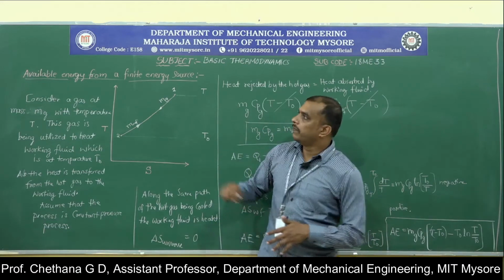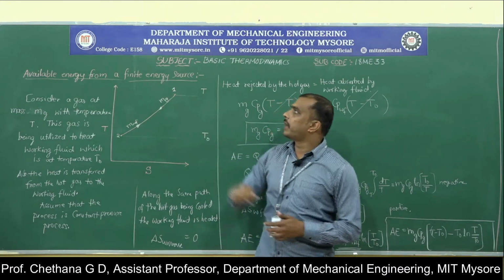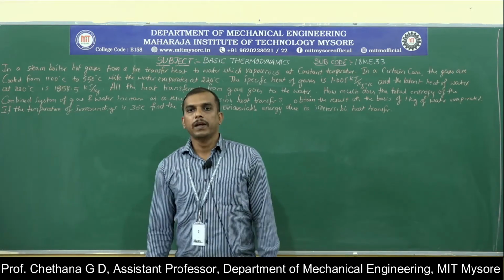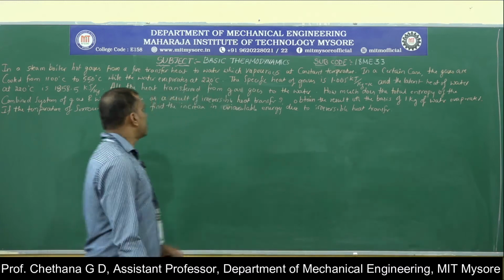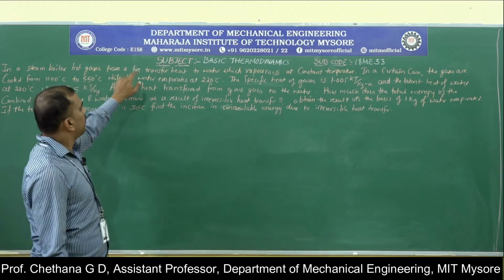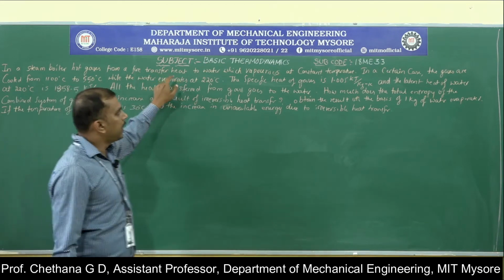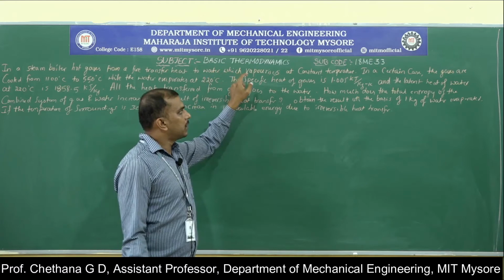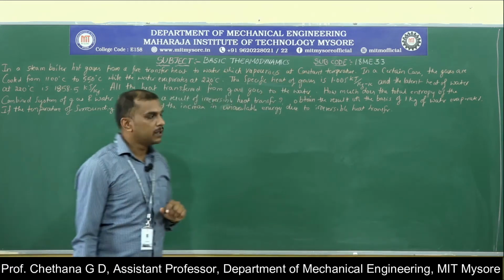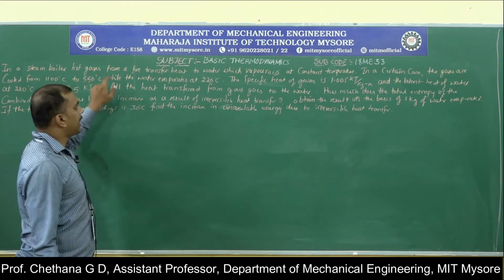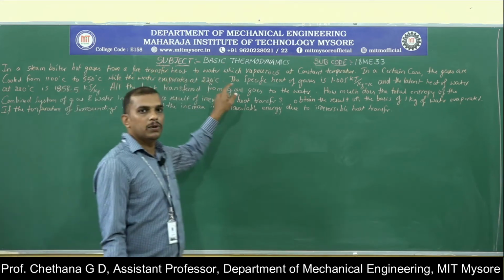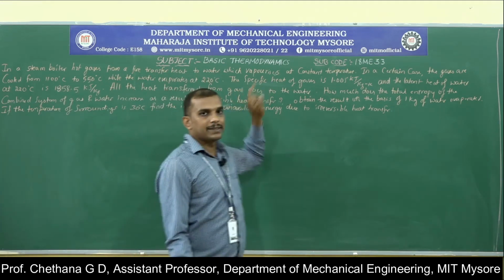We will solve a problem on the available energy from a finite energy source. Okay. Now let us read the problem once. In a steam boiler, hot gases from a fire transfer heat to the water which vaporizes at constant temperature. So there are hot gases from a boiler which transfer the heat to water which vaporizes at constant temperature.